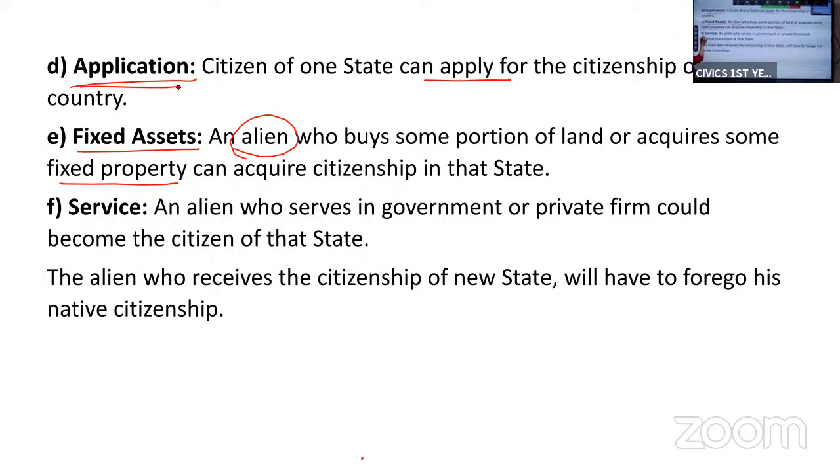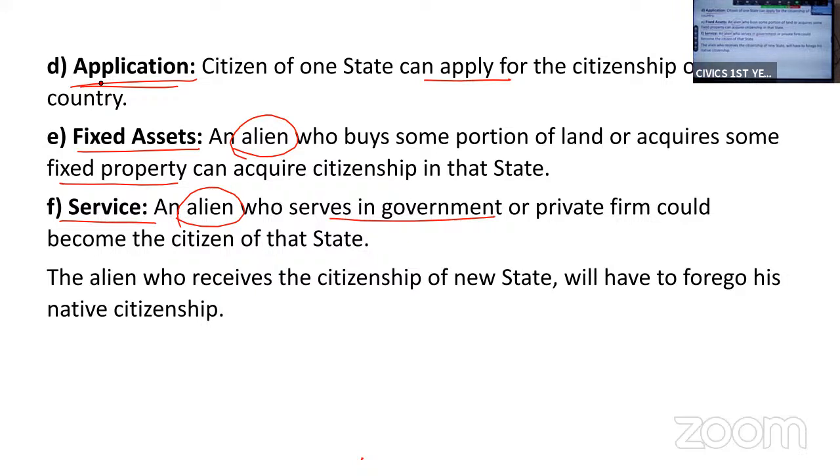Okay, the next is service. If you are serving in a foreign country, especially if you are serving in the government or an organization or in a private firm also, you can acquire the citizenship. For example, I'm going to USA. I'm working there. After a few years, I can apply for citizenship. Or if I'm working for the government of USA, then I can get the citizenship of USA.